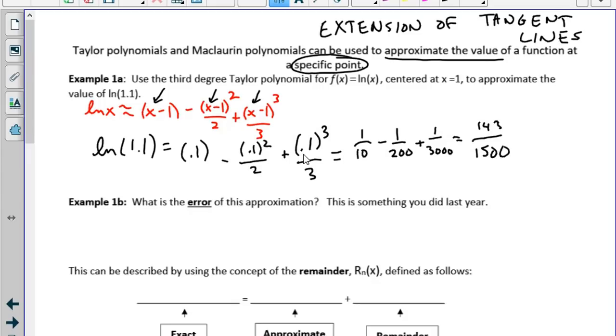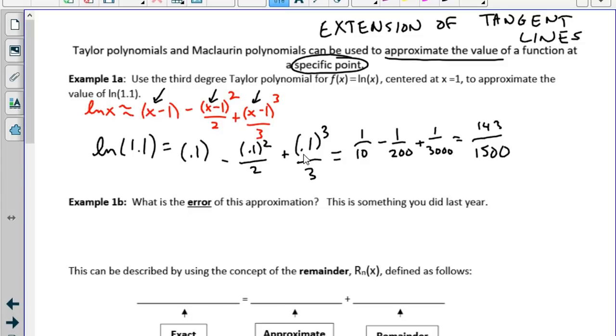And no, I do not know that off the top of my head. I'm doing this in the interest of not boring you to tears with trying to find all that in my head. So now 1b is, what is the error of this approximation?